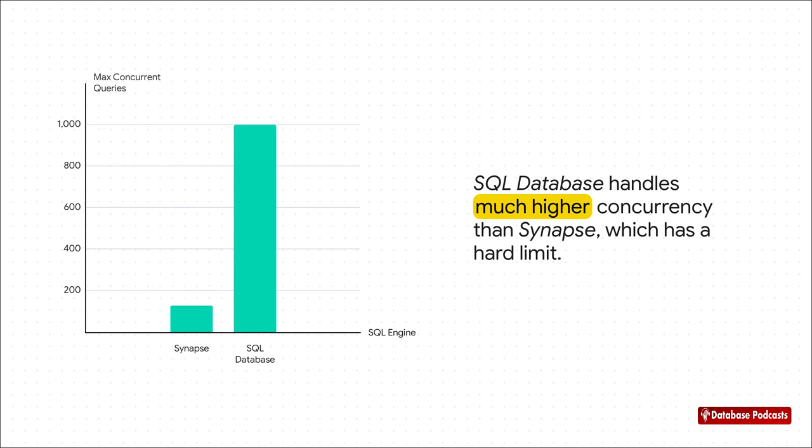Azure Synapse Analytics has a hard limit on how many queries can run at the same time. The absolute maximum is 128, but in reality, it's often much lower depending on your service tier. But Azure SQL Database, because it was born to handle transactional systems, can deal with a much, much higher level of concurrency. So if you've got a big team of analysts all hitting the database at once, you could find yourself running out of query slots in Synapse real fast.